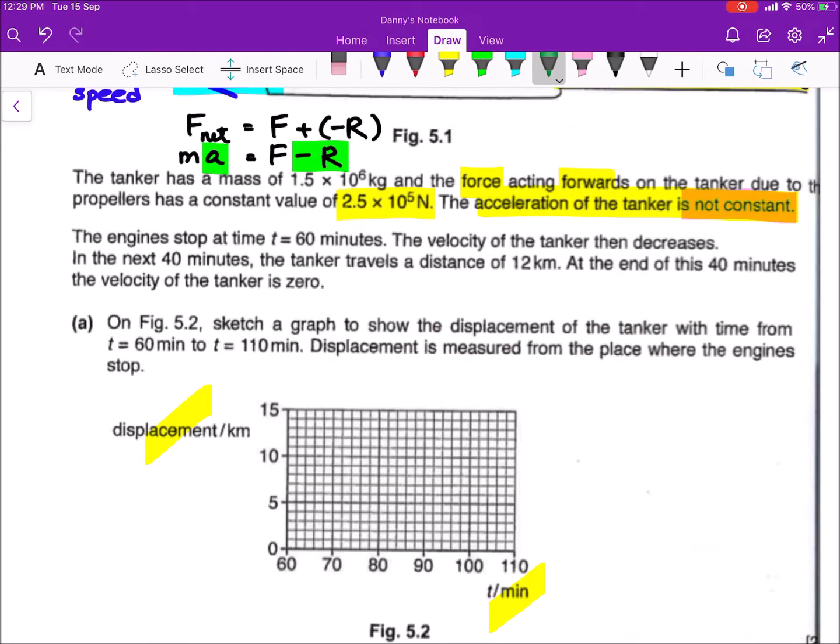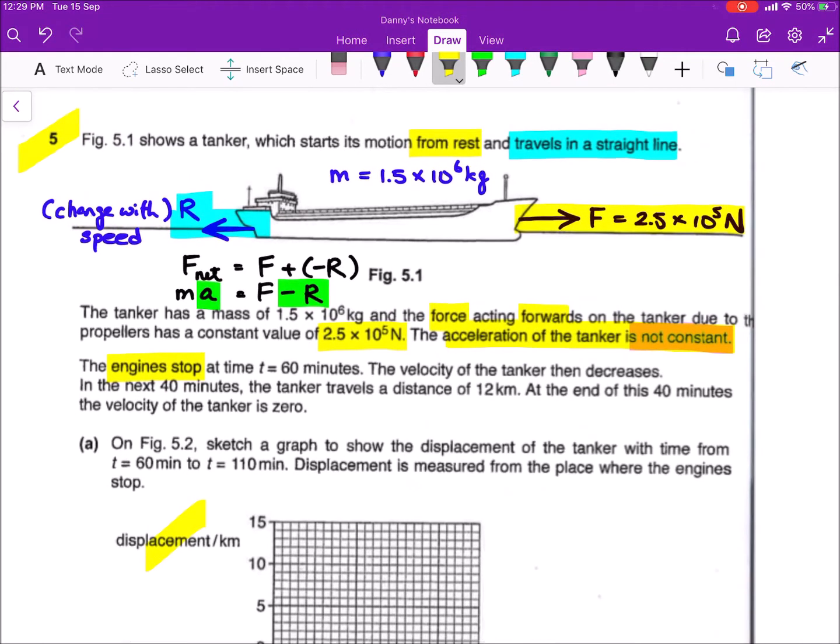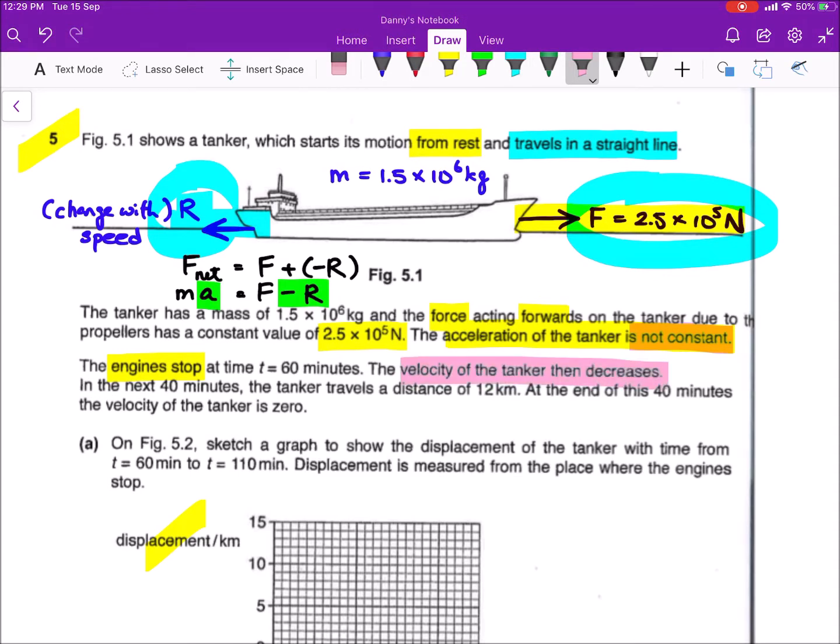Now we look at the second paragraph. The second paragraph basically tells you the motion of this tanker ship. Down here it says that the engine stopped. The implication is that this particular force will no longer be there, but because the tanker is already moving, there will still be a resistive force acting on it. So this resistive force will definitely slow down the tanker. As you can see here, the velocity of the tanker decreases, because the drag forces are still acting on it.